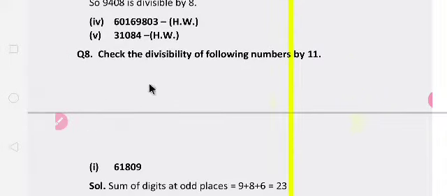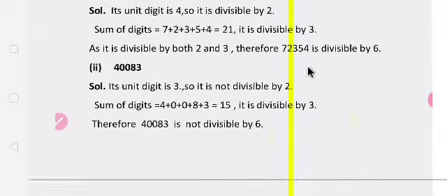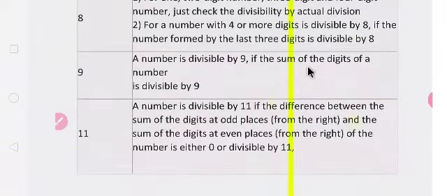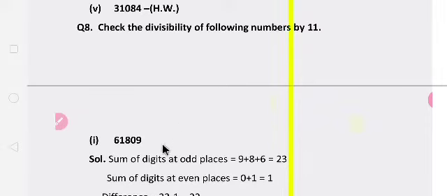Now question number 8. Check the divisibility of the following numbers by 11. Now for 11, what have we seen? A number is divisible by 11 if the difference between the sum of digits at odd places and the sum of digits at even places is either 0 or divisible by 11. So sum of digits at odd places. Odd places means the places 1, 3 and 5, and even places means 2, 4 or 6.